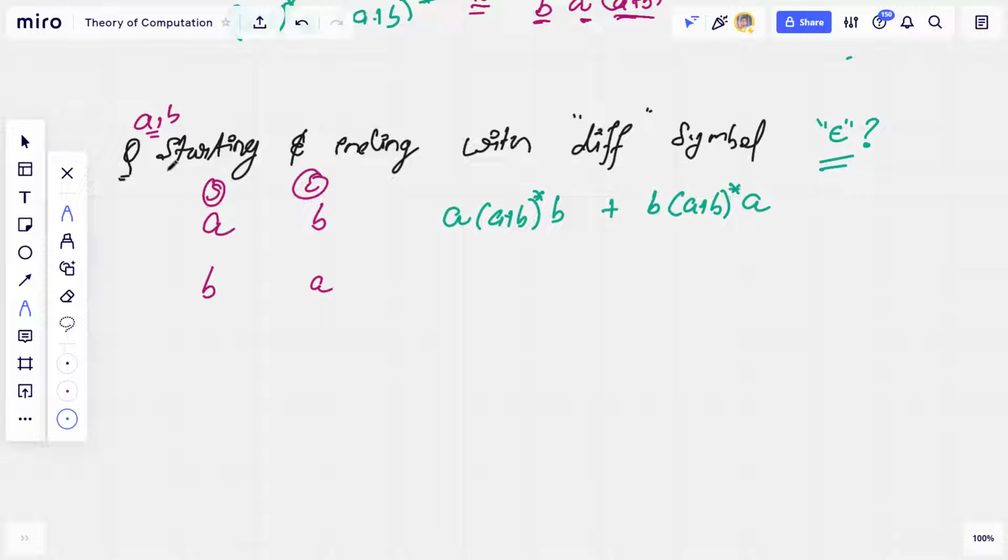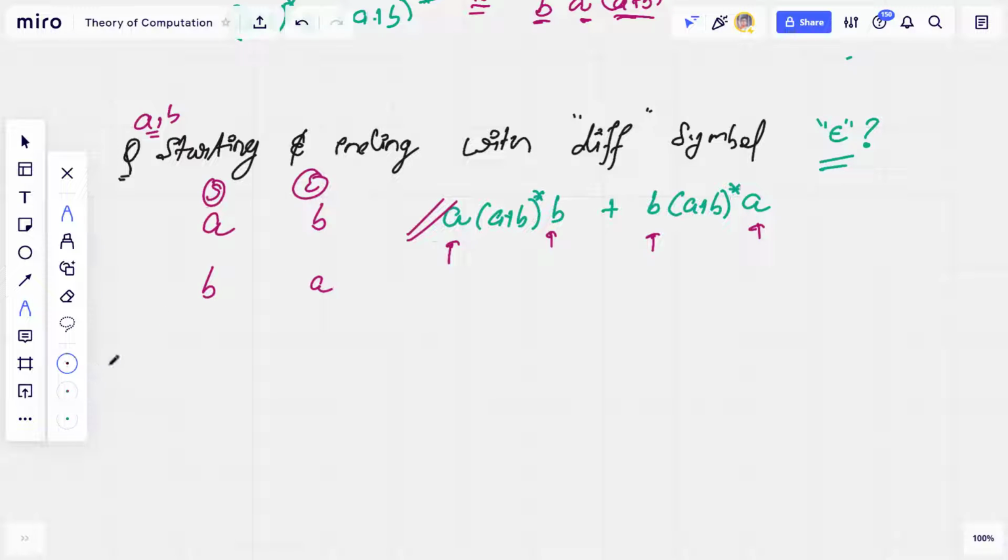My question is, does epsilon start and end with different symbols? I mean, epsilon doesn't contain any symbol. How will it start and end with a symbol? So epsilon is not present and it is not covered either. So by the way, this is our answer. Basically it is a union of two languages. One language is strings that start with A and end with B, another language is strings that start with B and end with A. Okay, fine, cool.